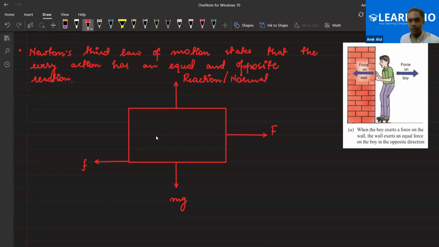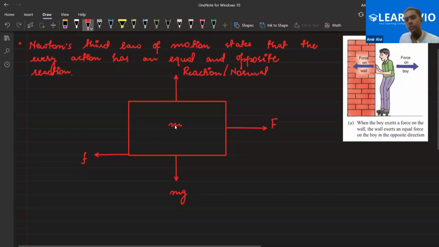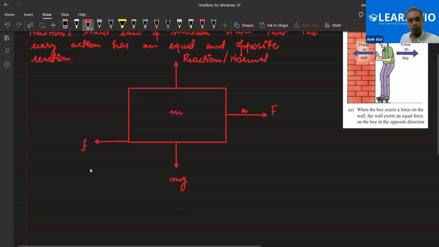Please let me know, everyone, if this is clear to you or not. So this is a body of mass m, having some acceleration a in this direction. Obviously acceleration is there. It means that a force will be acting, and the frictional force will be in the opposite direction. And this is the mass, that is the weight, acting downwards due to gravity. Okay, clear, everyone?